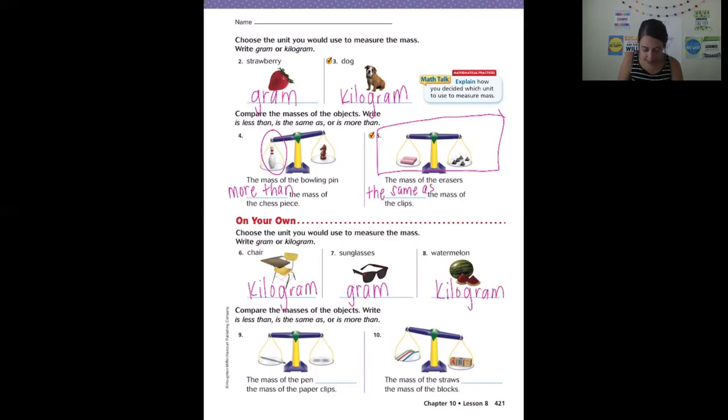Now it says, let's look at the scale again. The mass of the pen is less than, the same as, or more than the mass of the paper clips. Well, I can tell that my scale is pretty balanced. So I would say the same as. Now, number 10, the mass of the straws is less than, more than, or the same as the mass of the blocks. What do I think? The straws are up, so they have to be what? Lighter. So it would be less than.